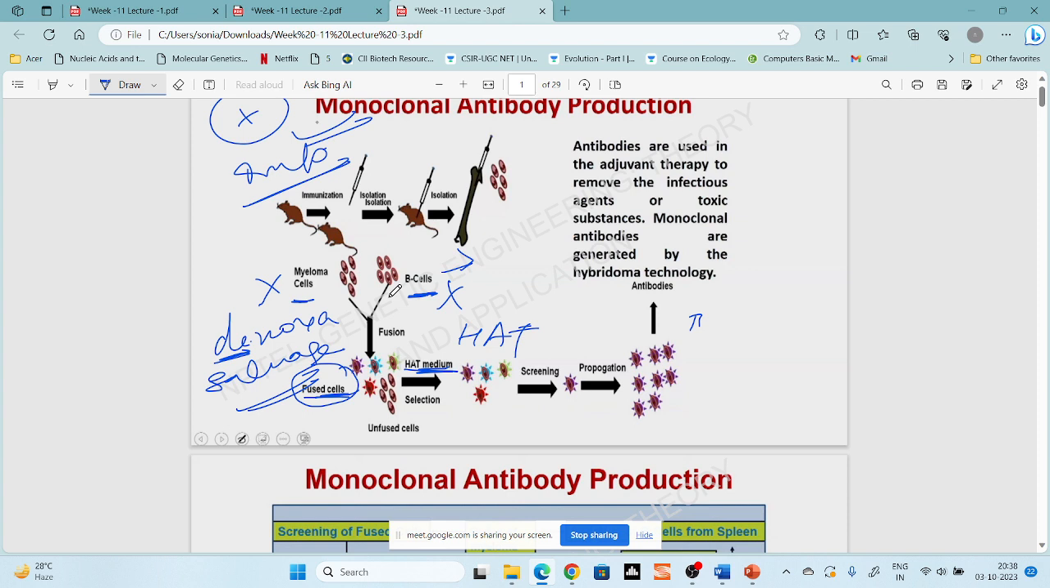So basically we want such kind of B cells that are not dying, so that there is indefinite production of antibodies. Okay, the antibodies are getting produced from B cells only, but because of the fusion of the myeloma cells, these B cells are not dying now. So therefore there is more production of antibodies in comparison to a B cell which is not fused. That is the whole concept.